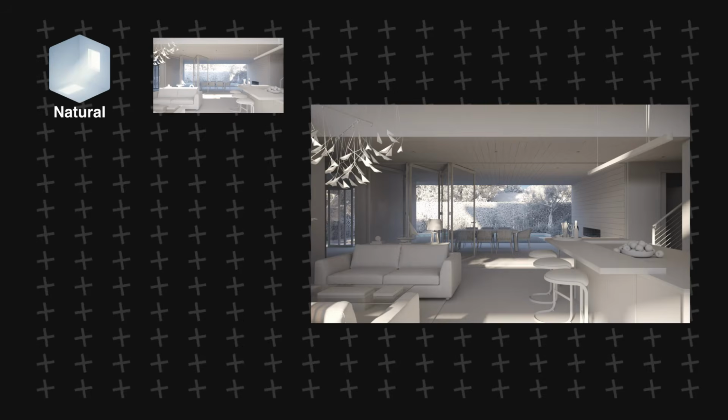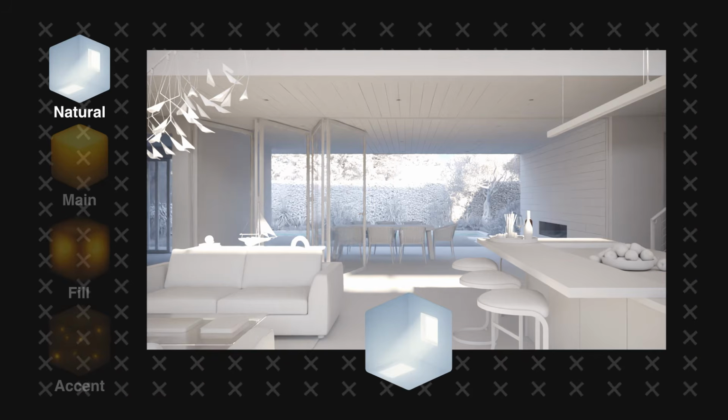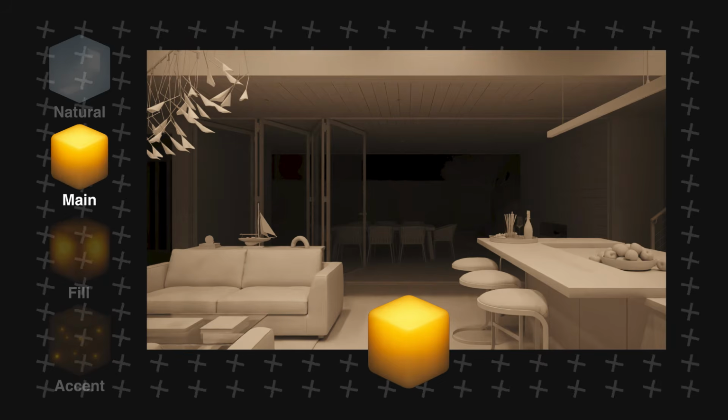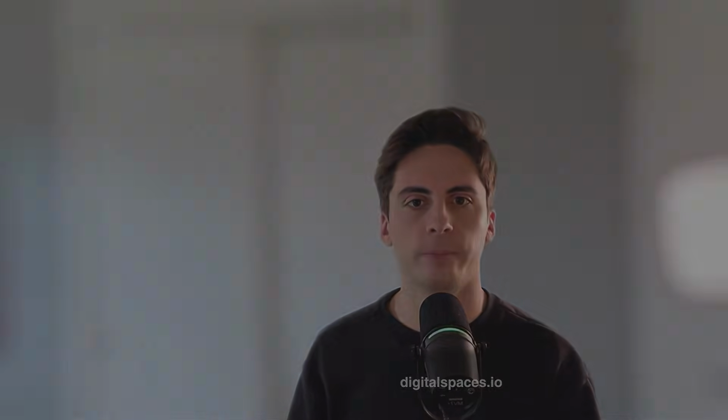We start with everything off and bring in light one at a time, beginning with the brightest, the natural light, and then moving down to our main lights, our fill lights, and our accent lights. Each layer adds complexity and realism, and only when they're working together does the scene come alive.